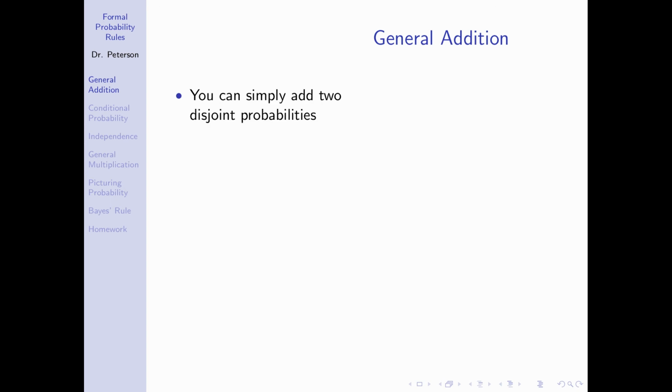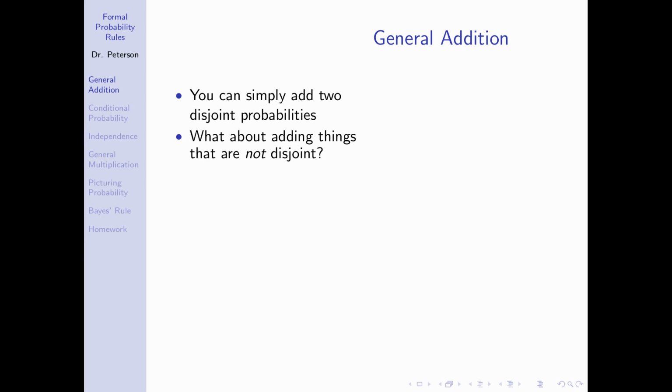In general, we can simply add two disjoint probabilities. If we want to know the probability that the card we're drawing is a jack or that it's a queen, we can simply add the probabilities that they are a jack to the probability that they are a queen. This is covered extensively in the book chapter.